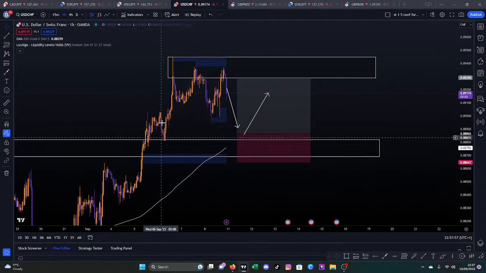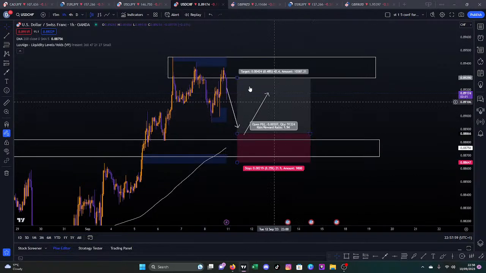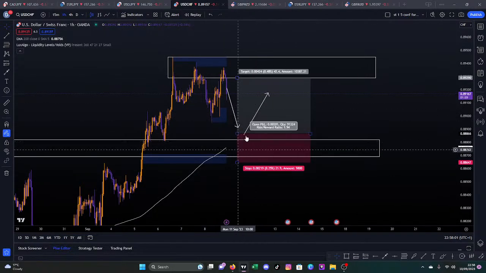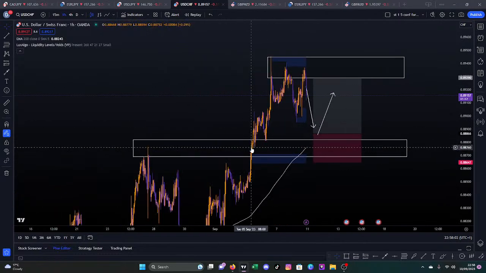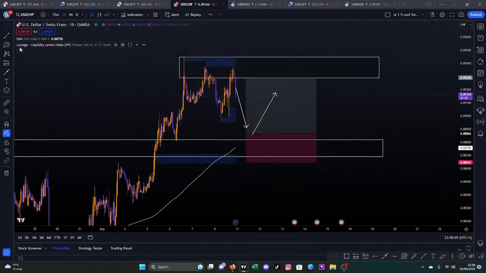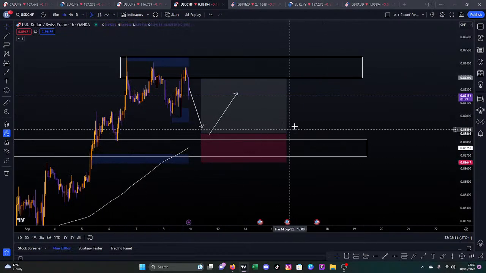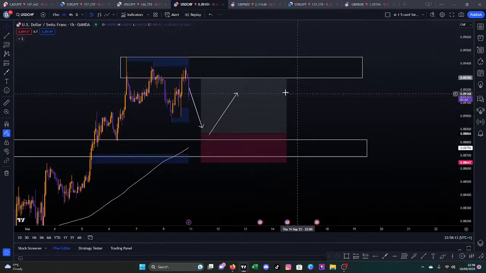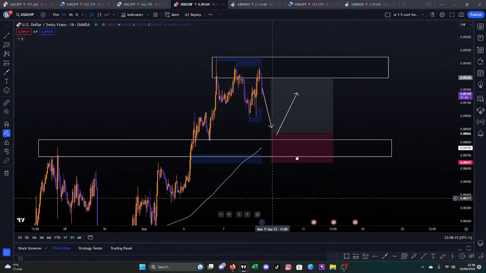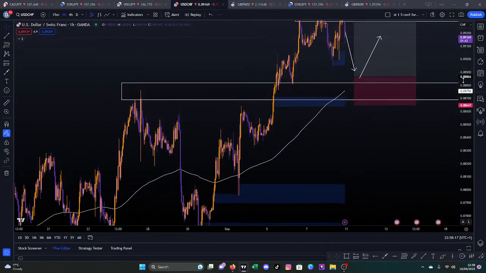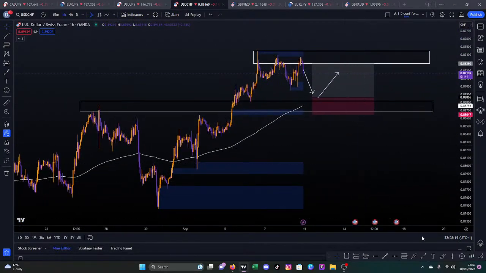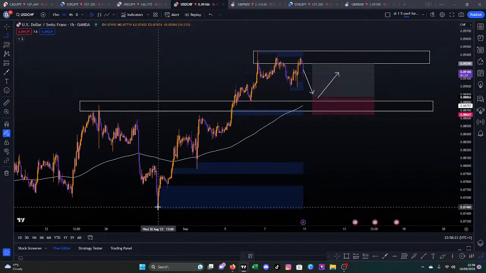Obviously it's only done one bounce before, so we're going to need a retracement down, seeing what happens at this key level. As you can see, we're using Lux Algo as well as the 200 EMA to decide what's going to happen. But for me, I'd quite like to see that happen around about there.